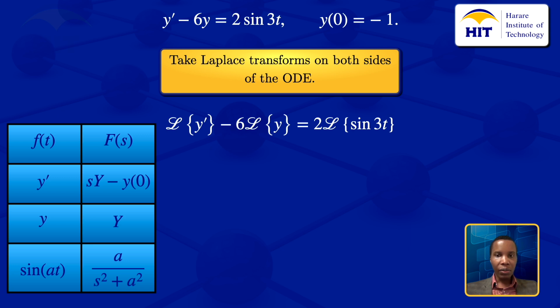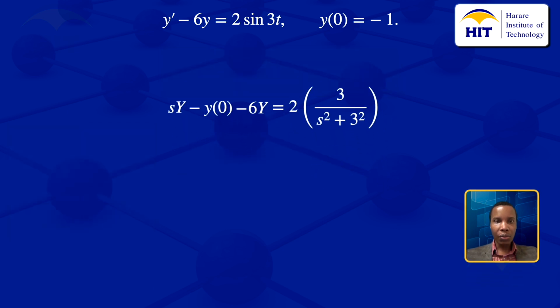So substitute the values from the table, and then for the Laplace transform, it will be s times Y minus y(0), and then minus 6 times Y. And on the right hand side, we have sin 3t. Comparing it with this one, we see that our a is equal to 3, so we substitute a equals 3 into this expression, so that the right hand side is equal to 2 multiplied by 3 divided by s squared plus 3 squared. So that's the equation that we have now.